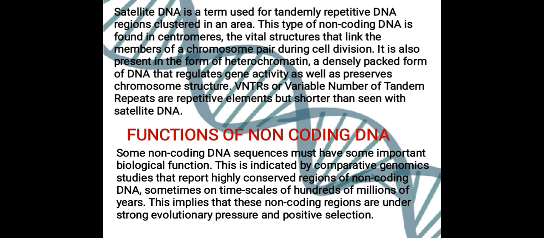This type of non-coding DNA is found in centromeres, the vital structures that link the members of a chromosome pair during cell division. It is also present in the form of heterochromatin, a densely packed form of DNA that regulates gene activity as well as preserves chromosome structure. VNTRs, or variable number of tandem repeats, are repetitive elements but shorter than seen with satellite DNA.